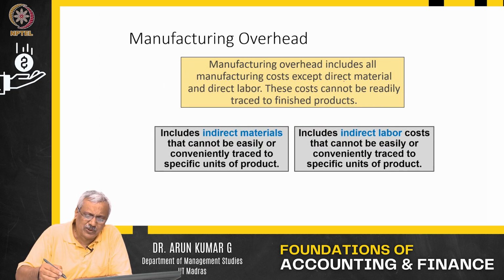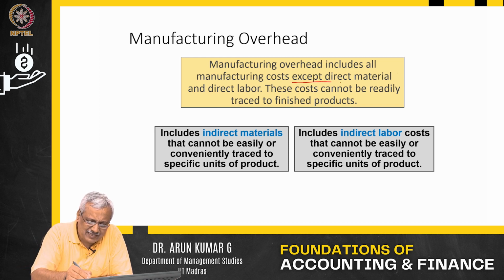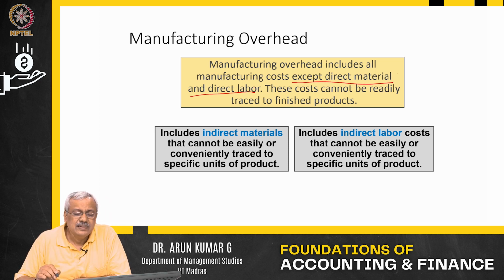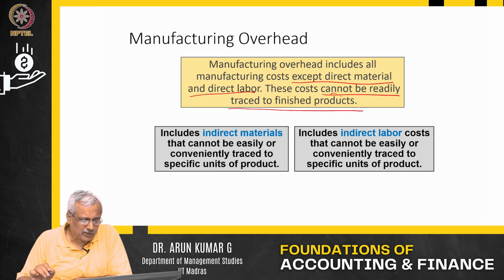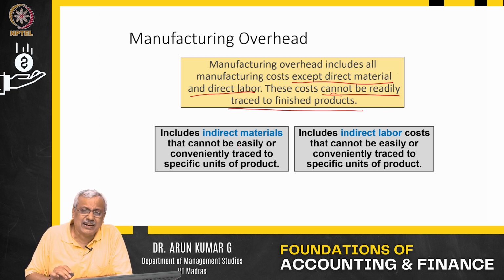Now, manufacturing overhead includes all costs except direct material and direct labor. Please note, except direct material and direct labor. These costs cannot be readily traced to the finished output product. It can be indirect material, or indirect labor cost, etcetera. All these become manufacturing overhead.